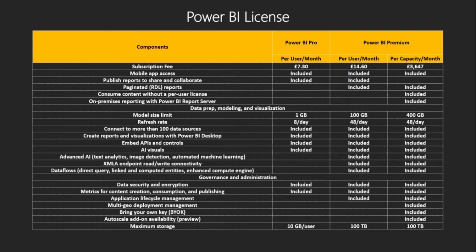You can also get on-premise reporting functionality with Power BI Report Server. You also get some more features like advanced AI, and then you also get the bring your own key and auto scale add-on availability, which is basically in preview mode right now. In terms of the model size limit, you get 400 GB and a refresh rate of 48 per day, and the maximum storage you get is 100 TB as part of this license.